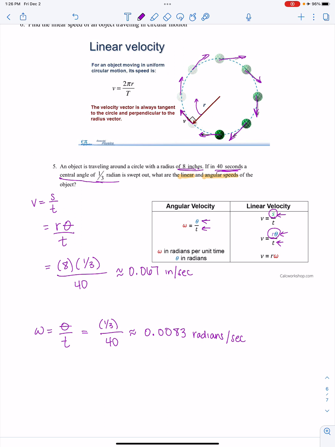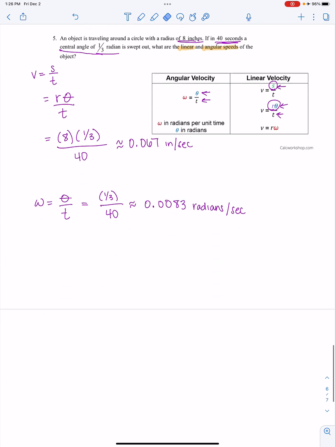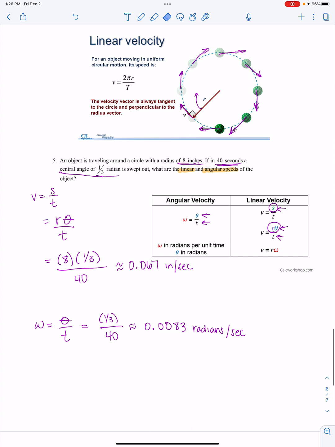And we found both of our different speeds of this particular object. And that's all we have for section 6.1. Again, I encourage you to complete your guided notes and complete your homework assignments and discussion questions, and ask your instructor if you would like any further clarifications.